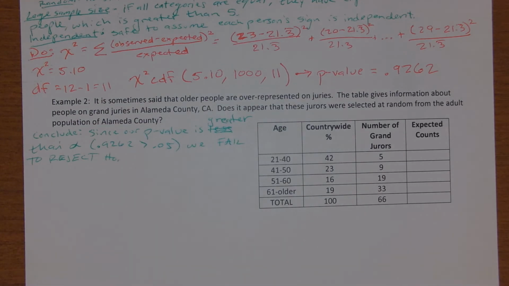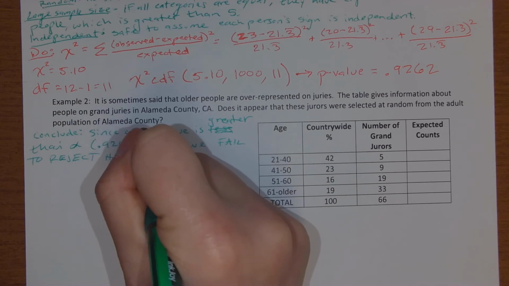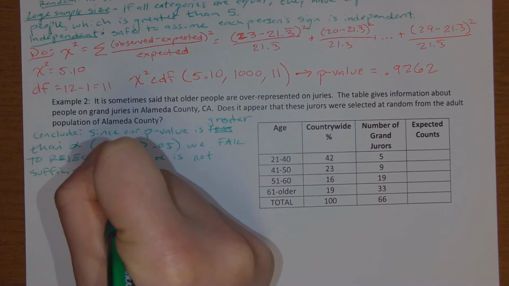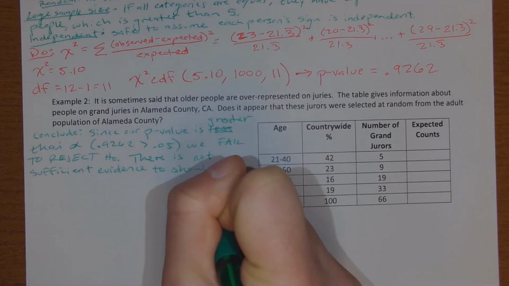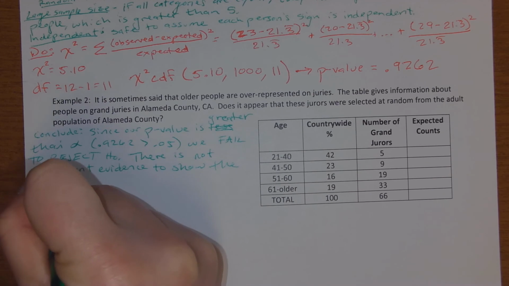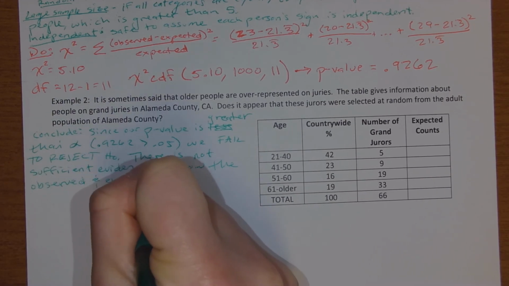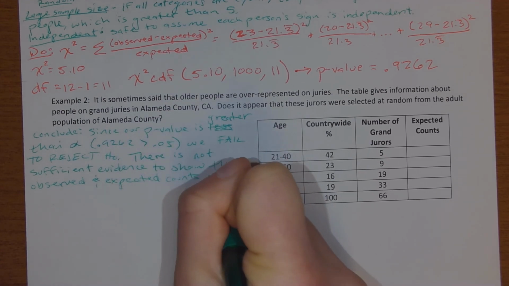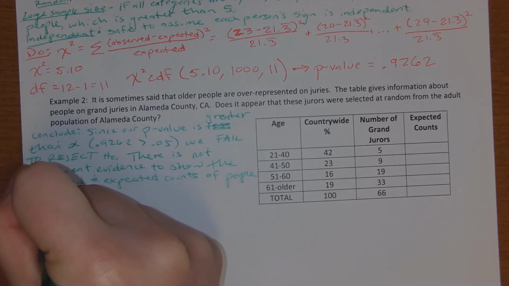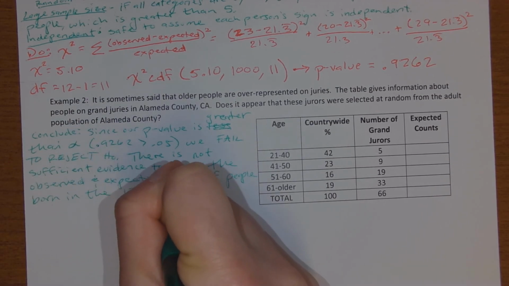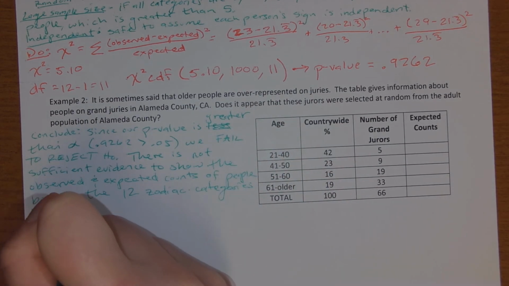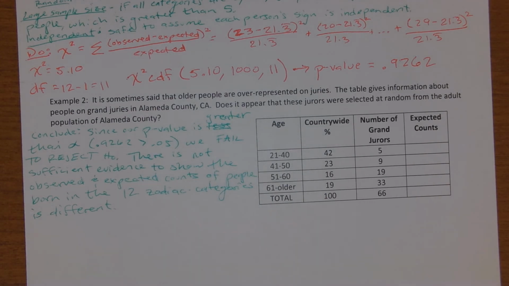Okay, now let's give it some context. There is not sufficient evidence to show the observed and expected counts of people born in the 12 zodiac categories is different. Alright, and that would be our conclusion.